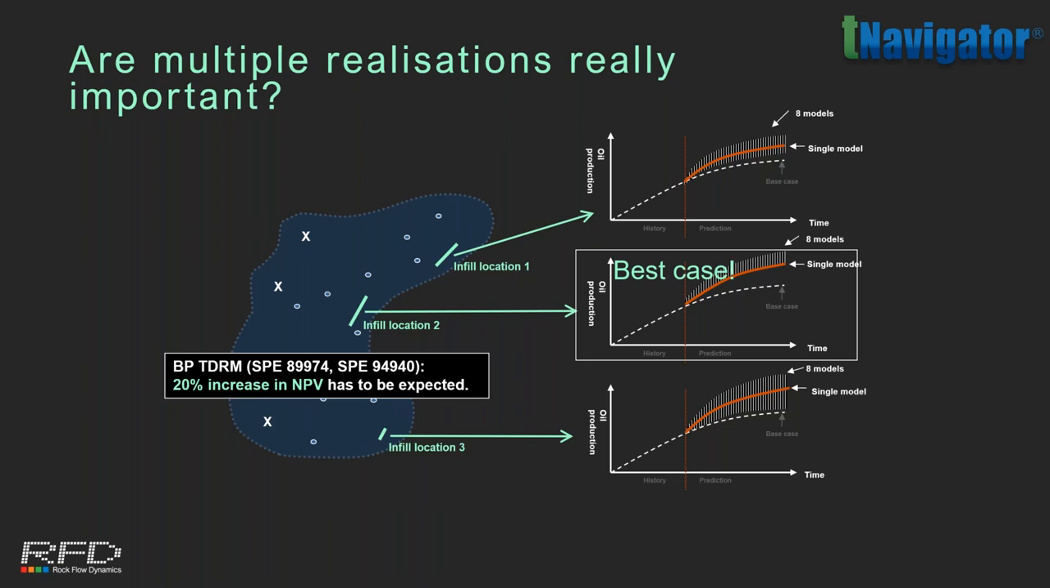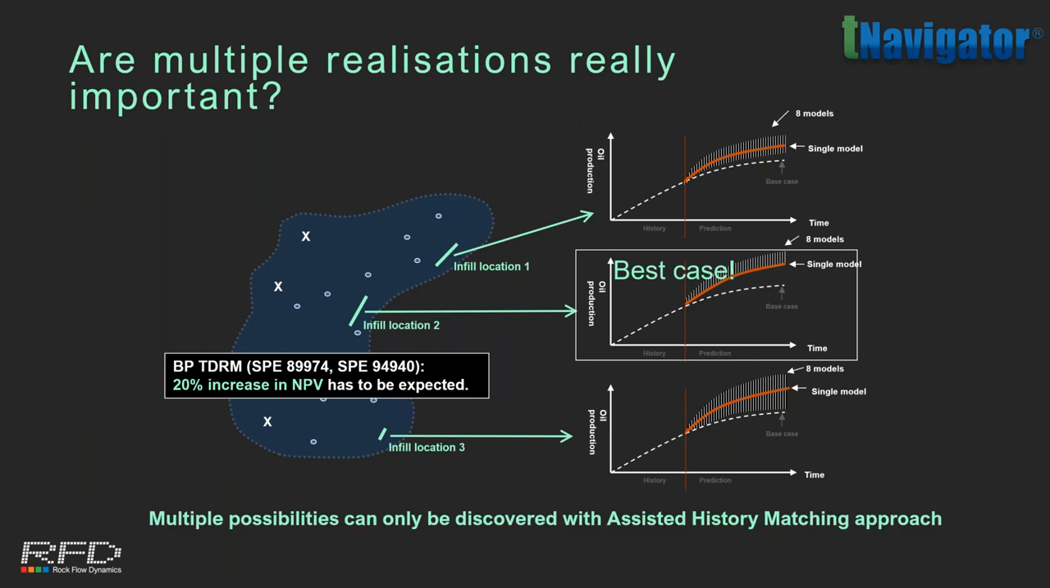There have been a lot of studies about these topics, and I would like to reference one of the classical works done by BP when they developed the TDRM approach, and they report an average 20% increase in NPV when the probabilistic approach is adopted. So it's definitely worth considering. It's definitely worth the effort.